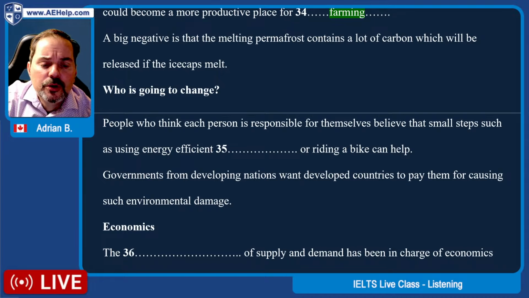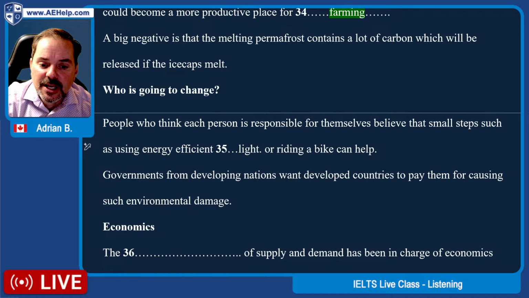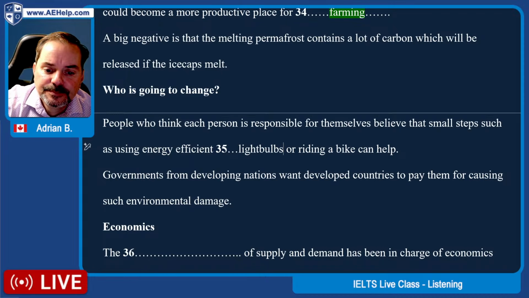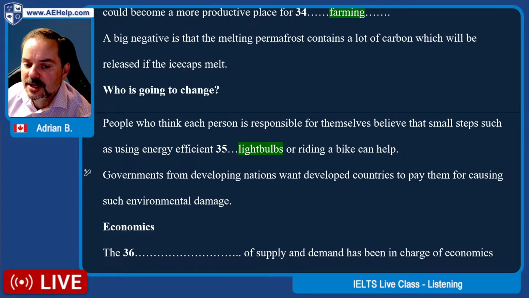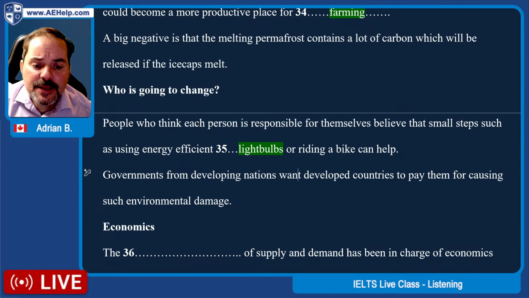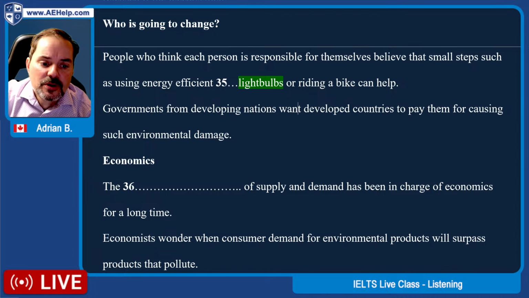Okay. Who is going to change? People who think each person is responsible for themselves believe that small steps such as using energy efficient light bulbs, one word here, students, even though it sounds like two words, or riding a bike. And it's plural. Pay attention to those light bulbs, energy efficient light bulbs. Very good, Ariadna. You're on the ball. Good job.